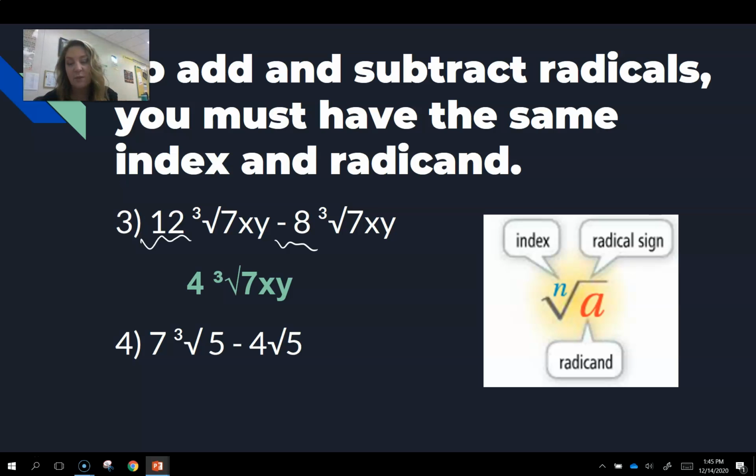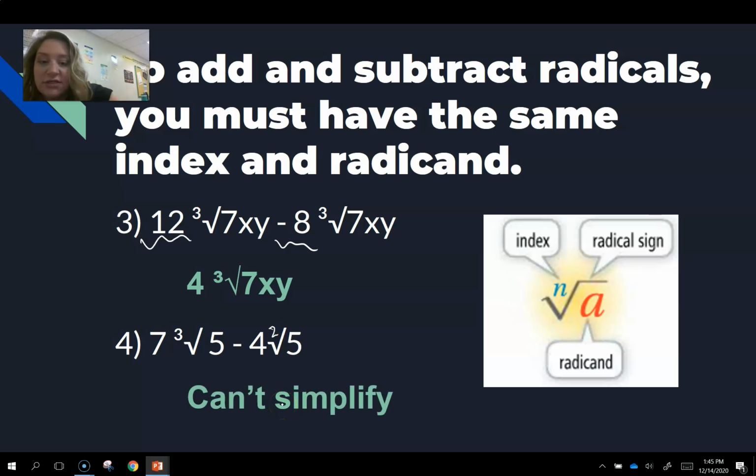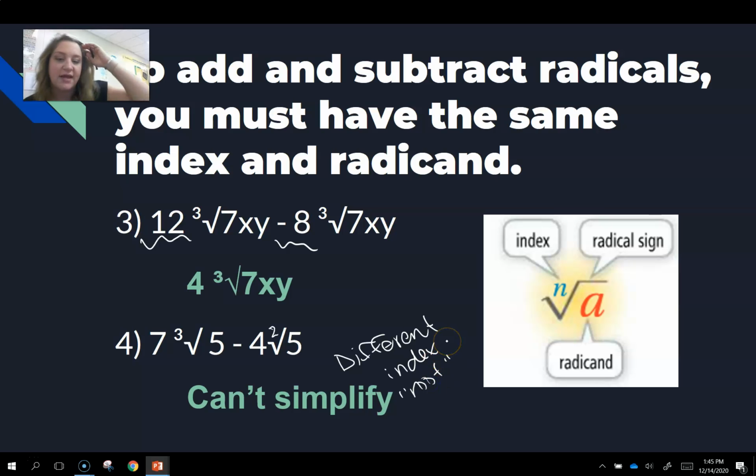The next one we have 7 times the cube root of 5 minus 4 times the square root of 5. It almost worked, except this has a cube root. That has a square root technically. Remember, its index is a 2. So therefore, we can't simplify because they had different roots. Different index, which is the root. One had a square root, one had a cube root.